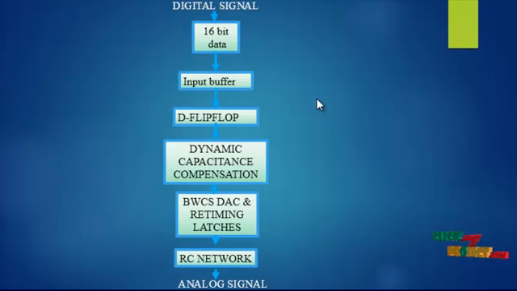The binary weighted architecture is still a good candidate for medium to high resolution and also sampling rate. It achieves both static and dynamic specifications at low cost. The design approach proposed is to apply the LSB part for a segmented digital to analog converter. In this flow diagram, initially the digital signal is fed into the input buffer. The digital signal is 16-bit data.